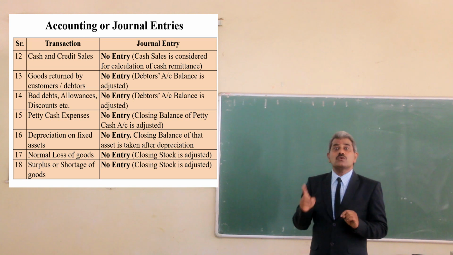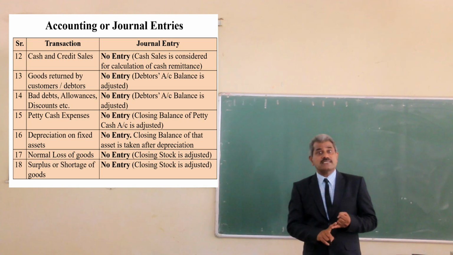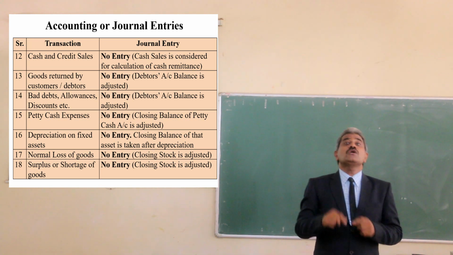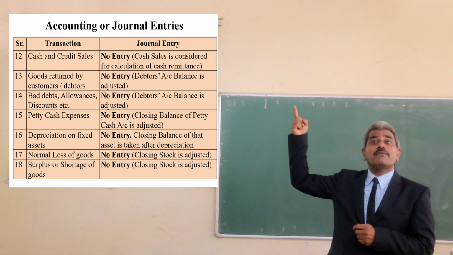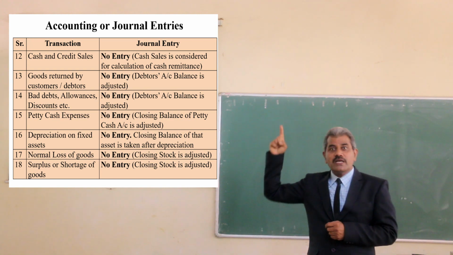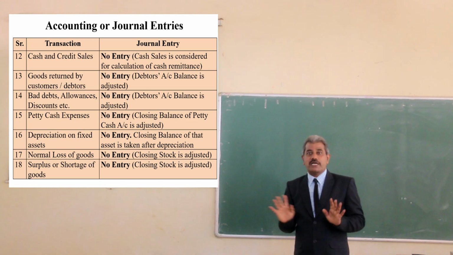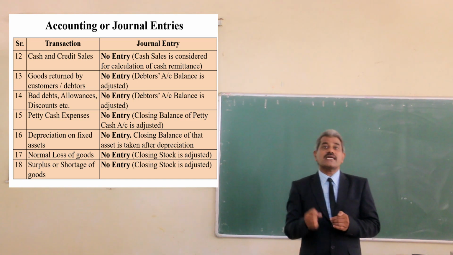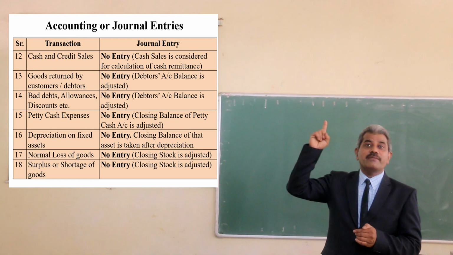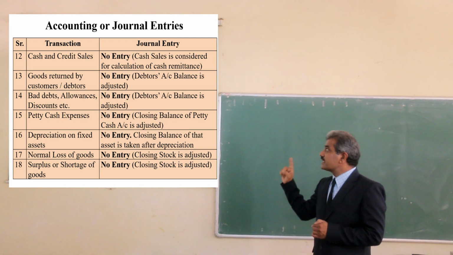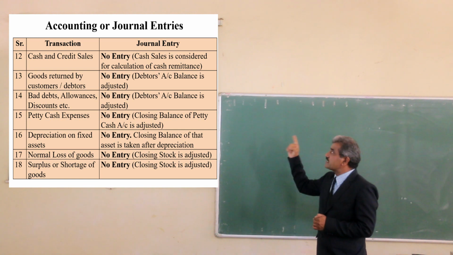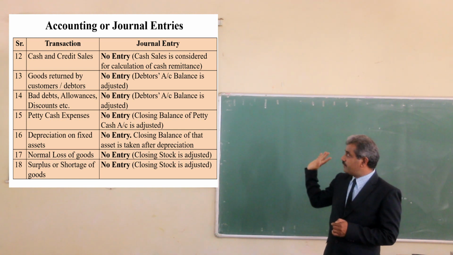Only cash sales and cash from debtors are taken into consideration to calculate remittance by branch to head office. Cash sales as it is, credit sales as it is, we don't record. We consider cash sales for remittance. So cash sales and credit sales are no entry. Only cash sales is considered for calculation of cash remittance.